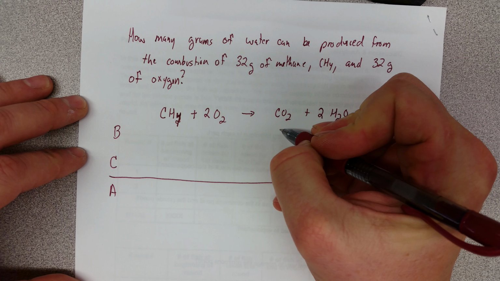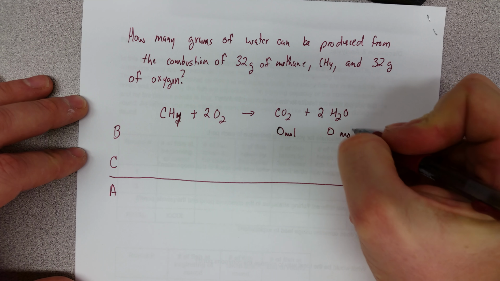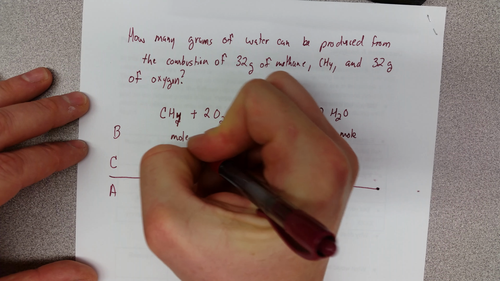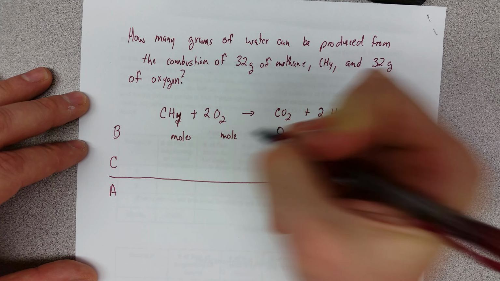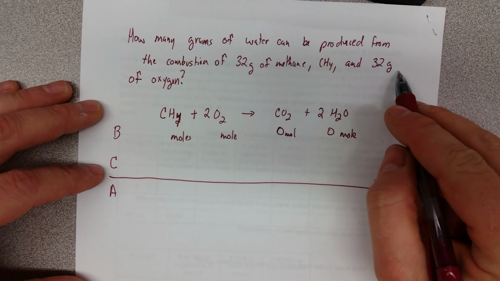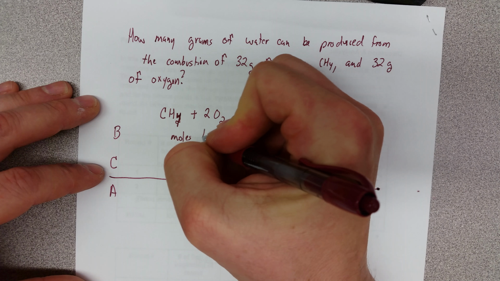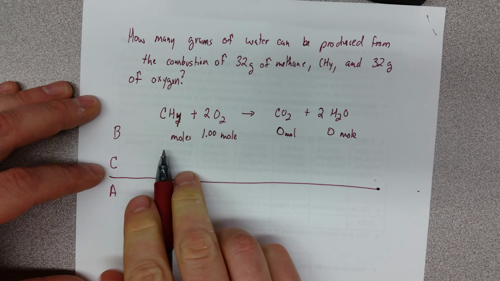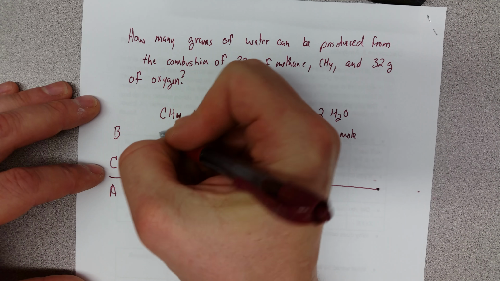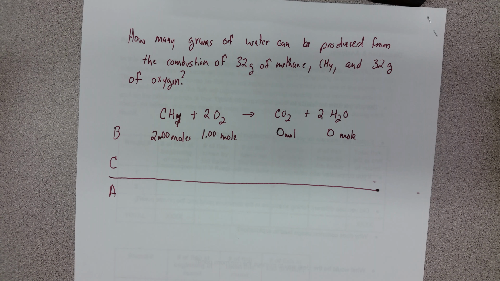So we know that at the very beginning of the reaction there are 0 moles of CO2 and H2O, because that's at the start, the reaction hasn't started yet. Then I need to figure out the number of moles of both the oxygen and the methane. You can do that on the side, you can show that as a separate problem, but 32 grams of oxygen is going to be 1.00 moles, and the molar mass of methane is 16, so we end up with 2.00 moles of methane.